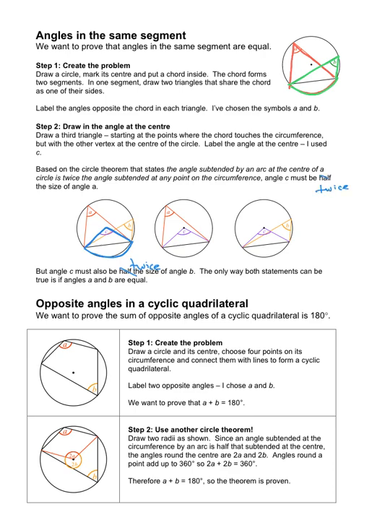All right, let's take a look at the next proof. So that proves that angles inscribed in the same arc are congruent. Opposite angles in a cyclic quadrilateral.